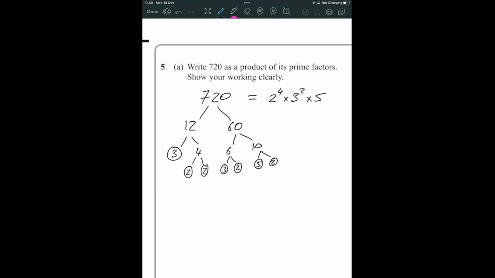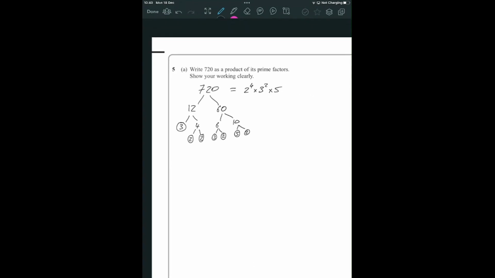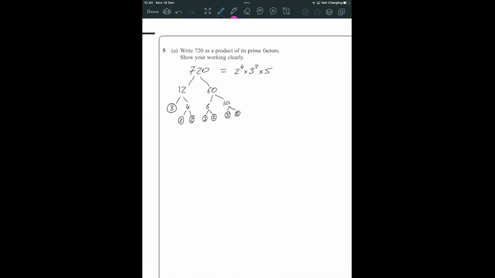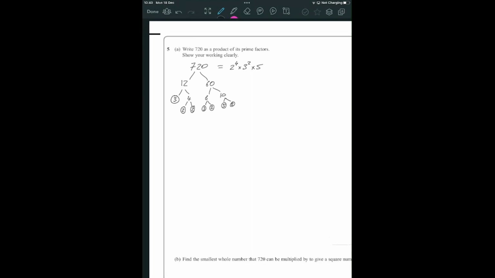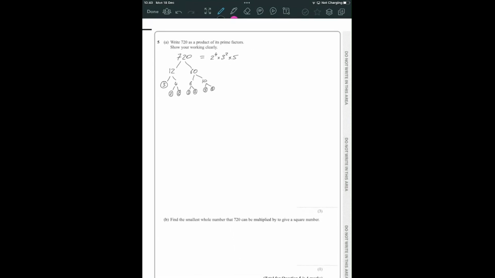You'll always get the same answer, and notice I've grouped them by their powers. 2 to the 4, 3 squared times 5. And if you do remember, you do have that trick on your calculator using the Shift Fact button. We can see that we've got our answer right immediately.